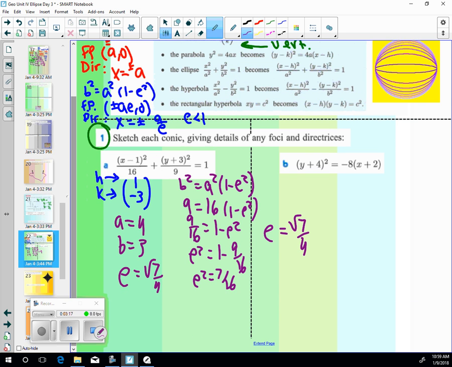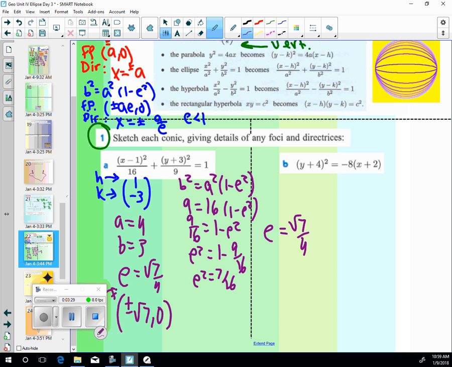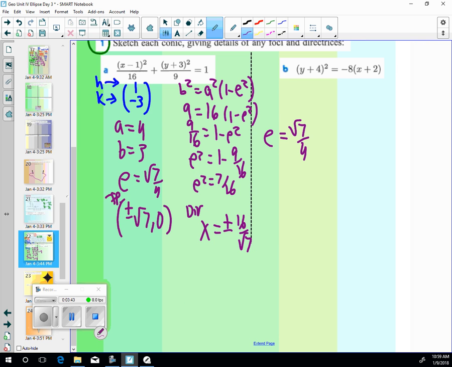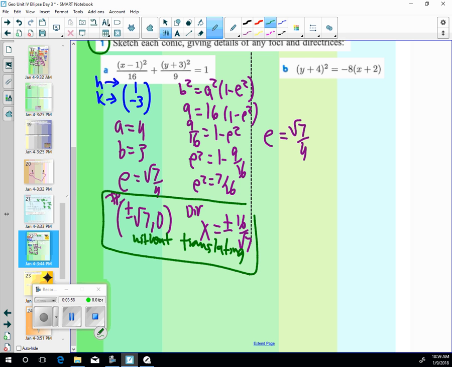All right, let's keep going. So the focal point is going to be a times e, which is plus or minus square root of 7 comma 0. It's the focal point. And then the directrix is going to be x is equal to plus or minus a over e, which is 16 over the root of 7. Okay, now, are those true? No. These are without translating. So we've got to translate them.